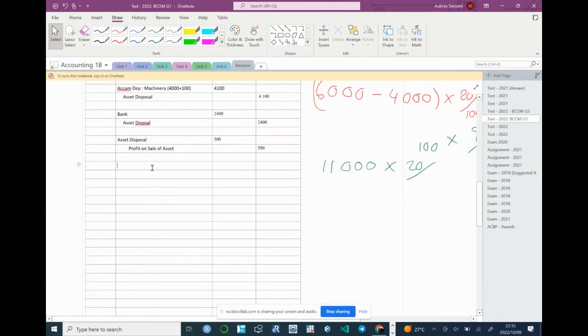Then the last thing we needed to do in relation to this question was now record the depreciation on the new asset that we bought. Okay, so how do we do that? Because remember, we're at year end, right? So we need to record that too. How do we do it? We debit depreciation, yes. And then again, this is on machinery. And then we credit what? Accumulated depreciation. Again, on machinery.